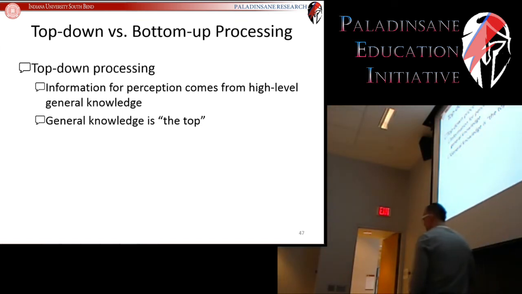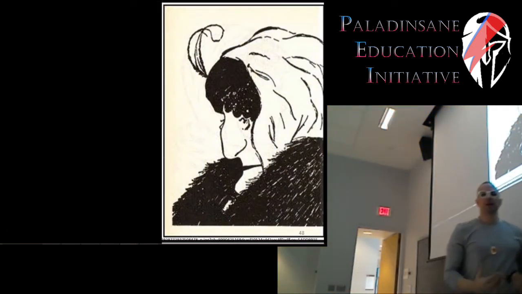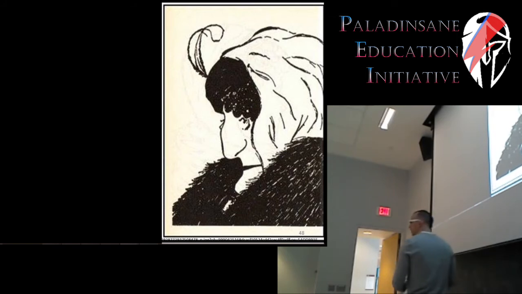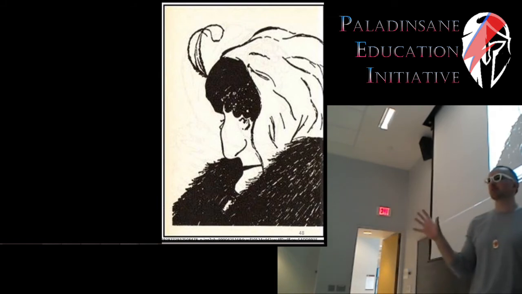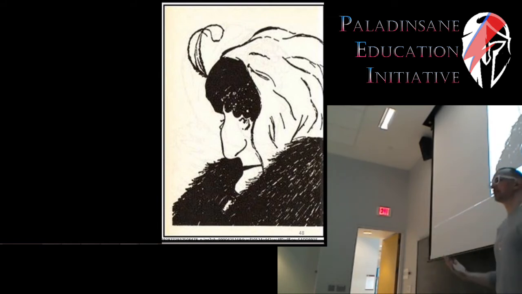To give you an example of this, we have this illusion here. This is a very famous illusion. How many people have seen this before? Okay, cool. We got some people that haven't. If you haven't seen this before, hands up if your experience is of an elderly woman. All right, hands up if your experience is of a younger woman. Okay, so this is an example of an ambiguous stimulus.